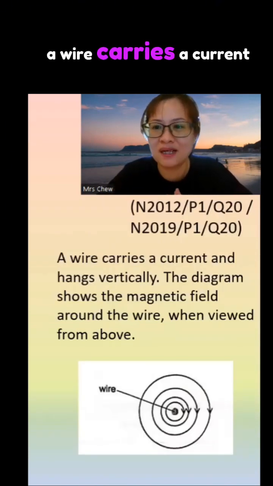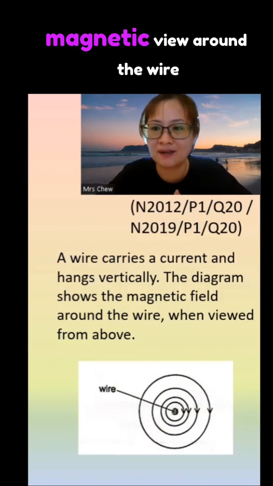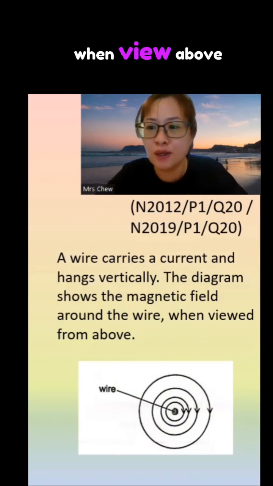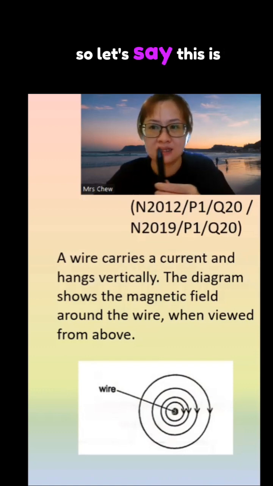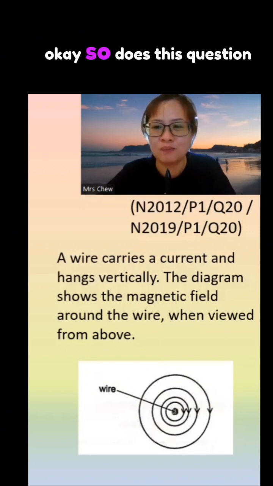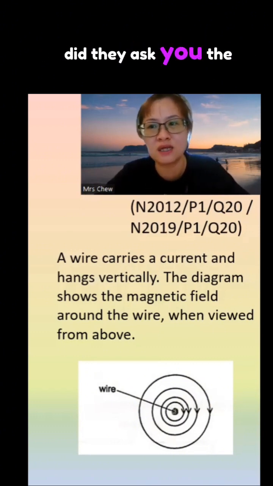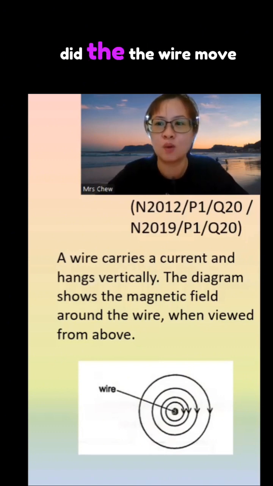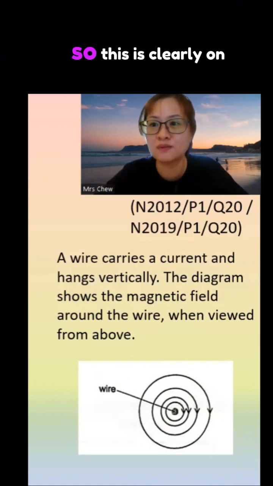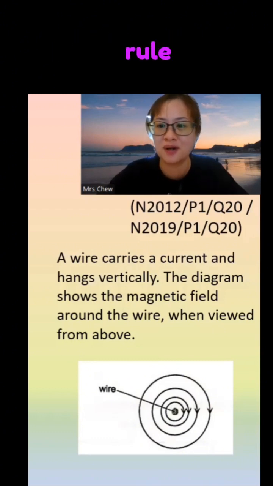A wire carries a current and hangs vertically. The diagram shows the magnetic field around the wire when viewed from above. So let's say this is the wire and you view it from above. Does this question have anything to do with force? Did they ask you the direction of the force? Did the wire move? No, right? So this is clearly on the right-hand corkscrew rule, all right?